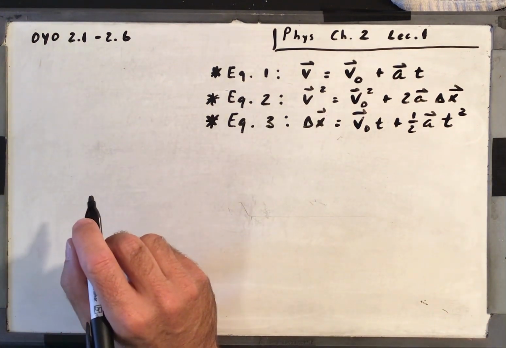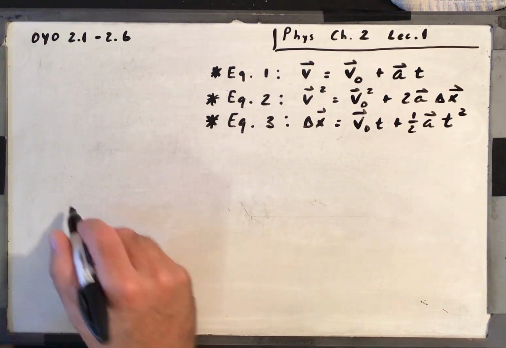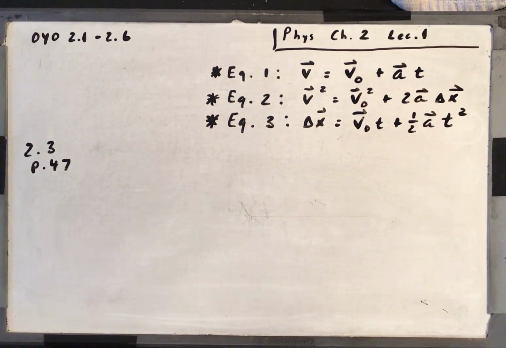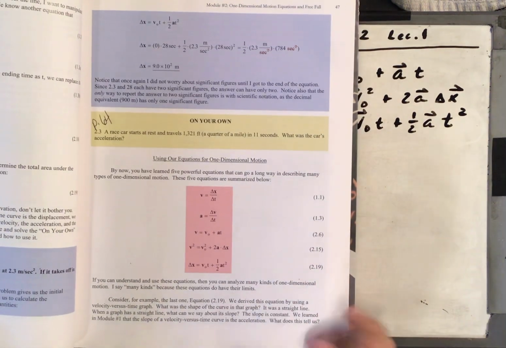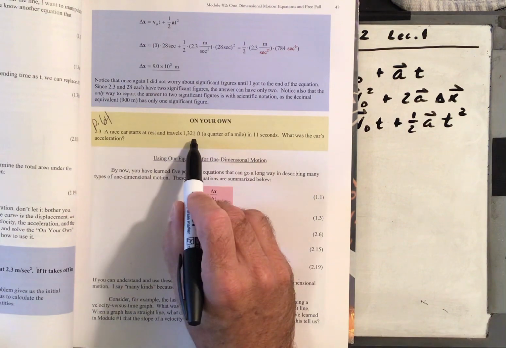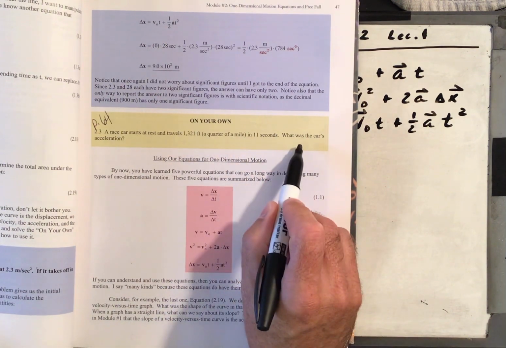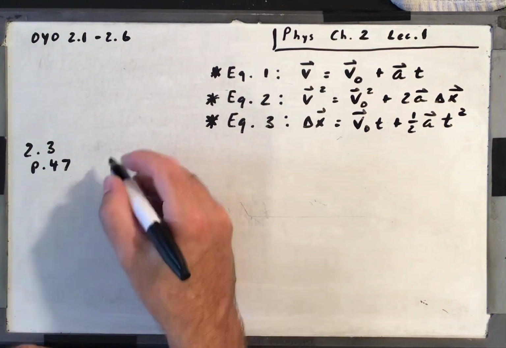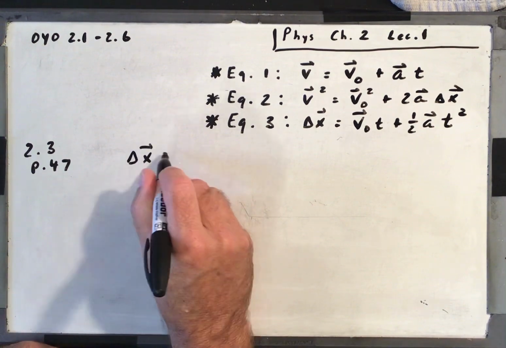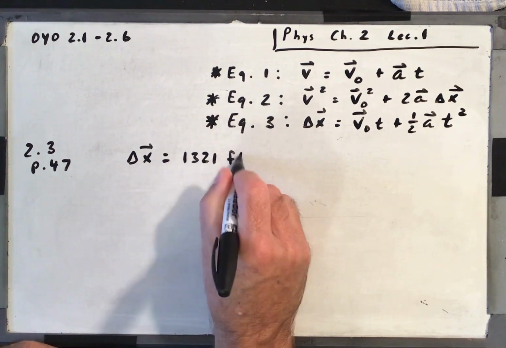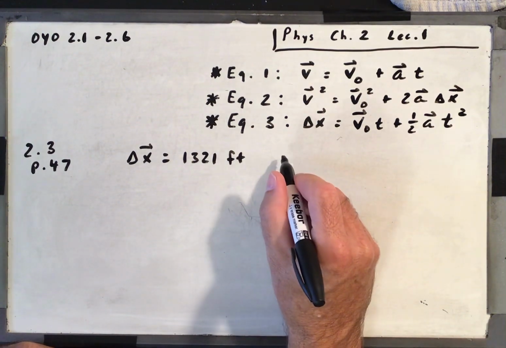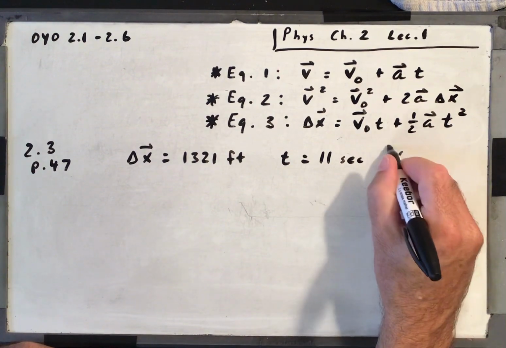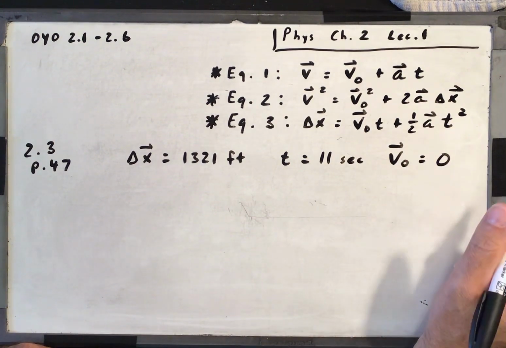Okay, let's take a look at on your own 2.3 on page 47. It says a race car starts at rest, travels 1,321 feet in 11 seconds. What was the car's acceleration? So we know displacement is 1,321 feet. We know that time is 11 seconds. We know it starts from rest, so initial velocity is 0.